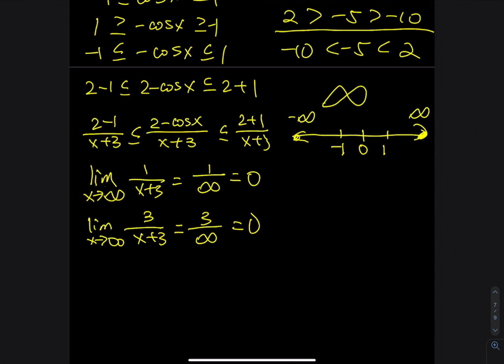So now, since the limit is sandwiched between two 0s, as x approaches infinity, 2 minus cosine x divided by x plus 3 is less than or equal to 0. So the piece in the middle is equal to 0 by the Squeeze theorem.